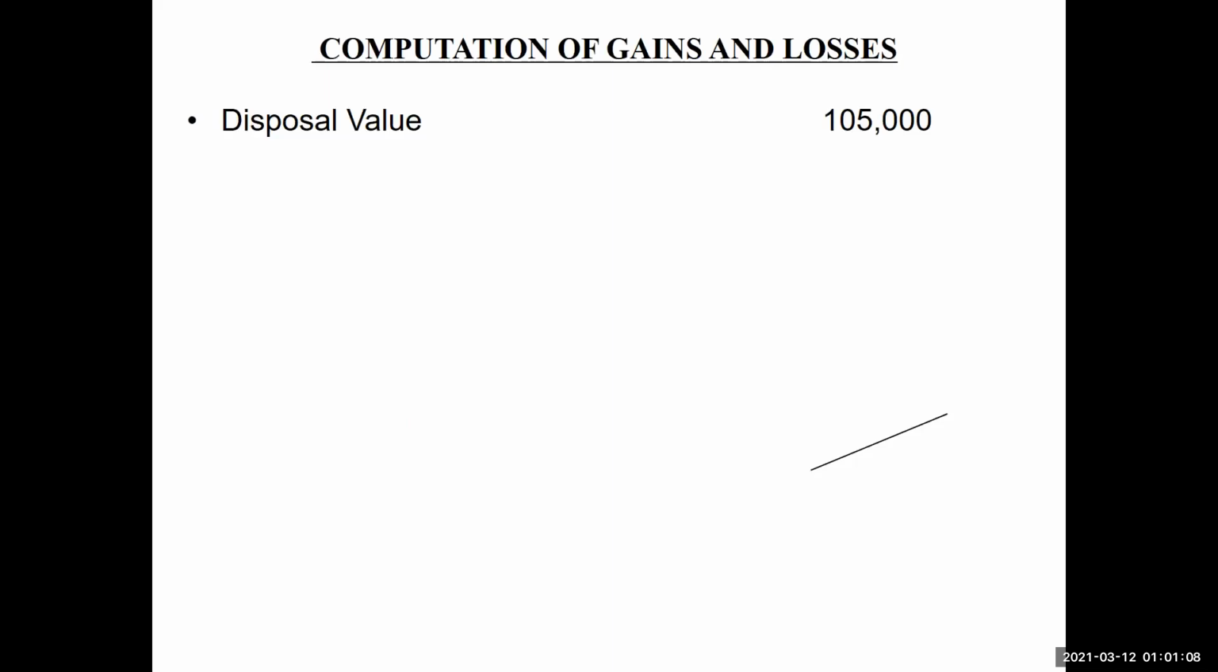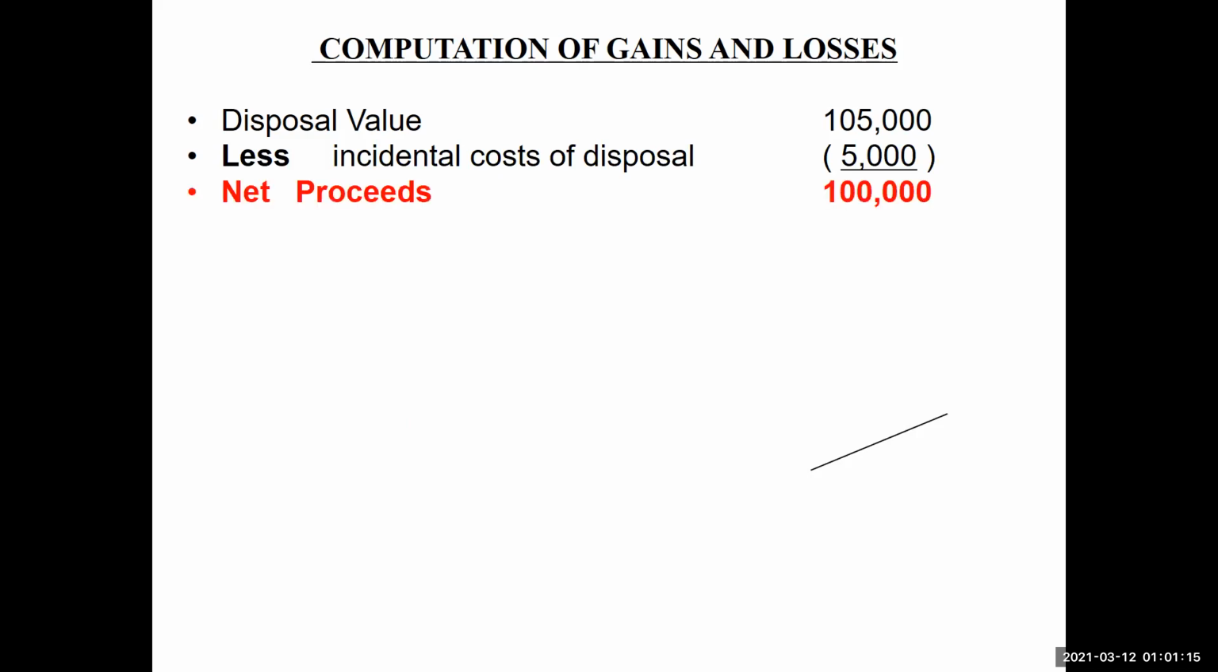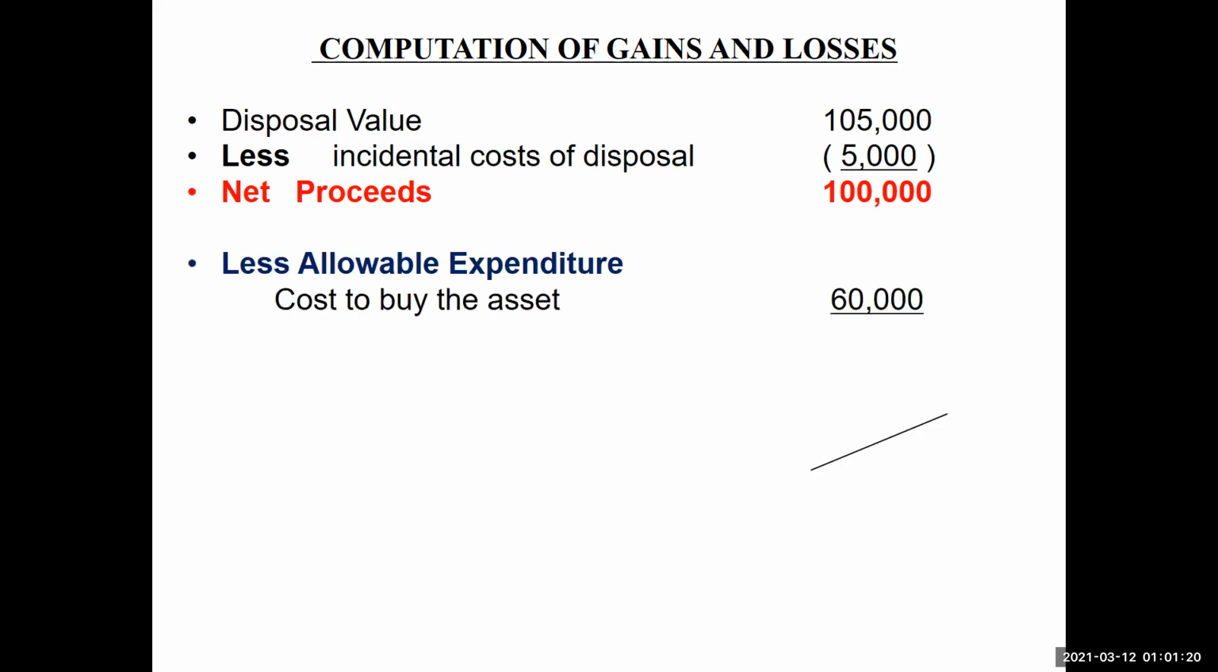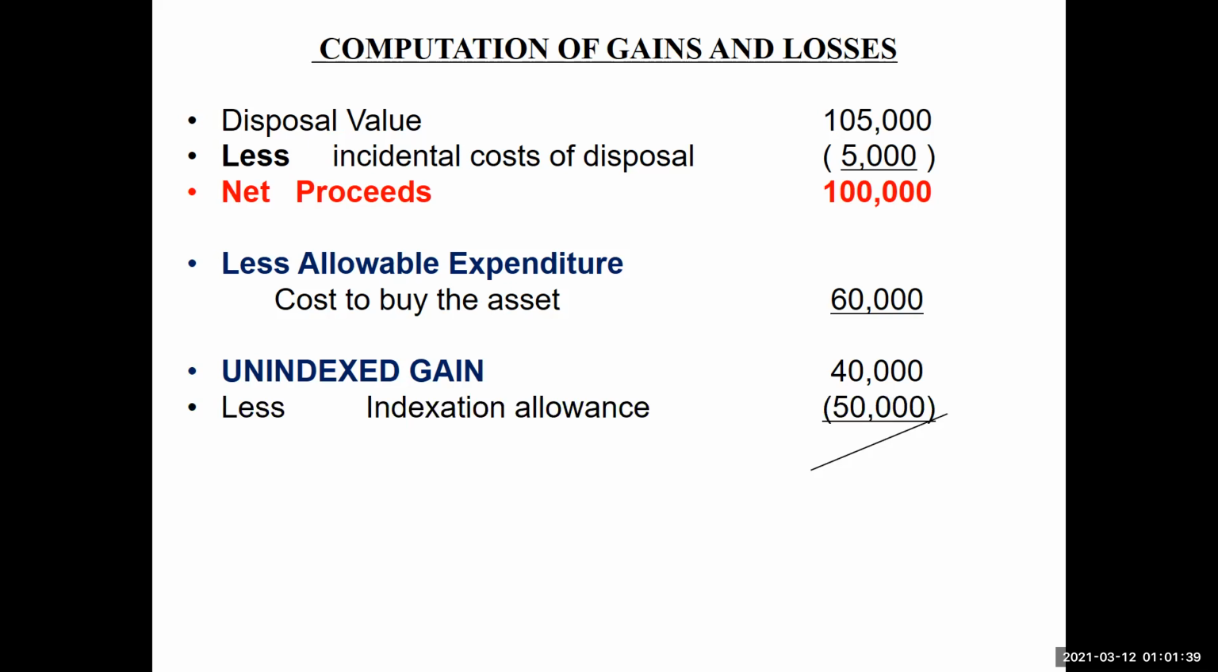Let's say we dispose of an asset, the value was 105,000. Incidental expenses we incurred during the disposal process was 5,000. And net proceeds we'll get will be 100,000. Now, the allowable expenditure is the cost, the historical cost of the asset. The cost that we incurred in buying the asset was 60,000. Subtract it. Let's assume there were no enhancements, no other allowable expenditure. So the unindexed gain is what? 40,000. Now, let's say we computed our indexation and then we got 50,000.